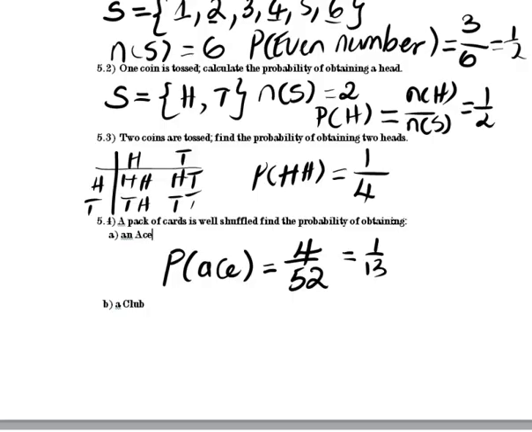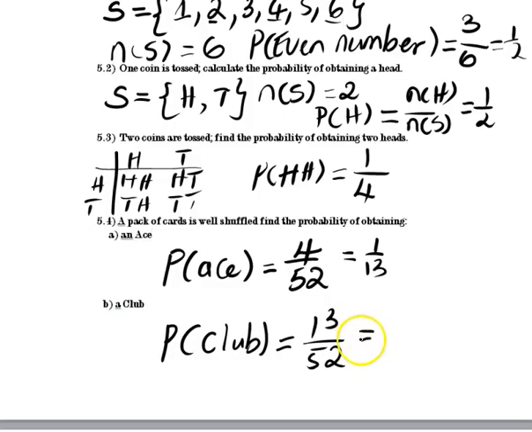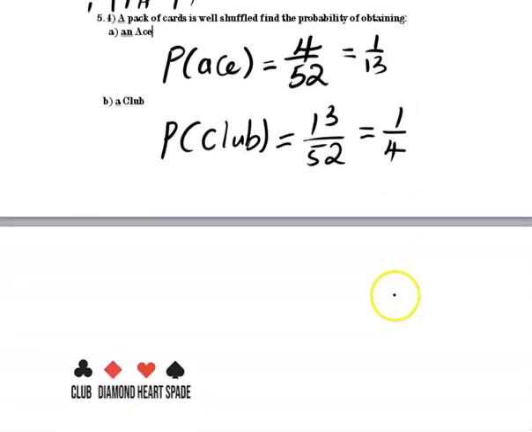Probability of obtaining a club. There are 13 clubs over 52 here. So you have 1 over 4. Okay. So just to emphasize again, a pack of cards has 13 clubs, 13 diamonds, 13 hearts, 13 spades. So when asked to calculate probability concerning a pack of cards, you should have that in mind.